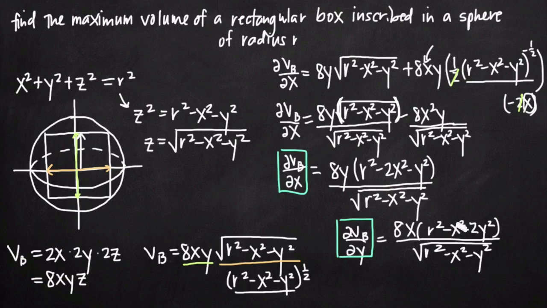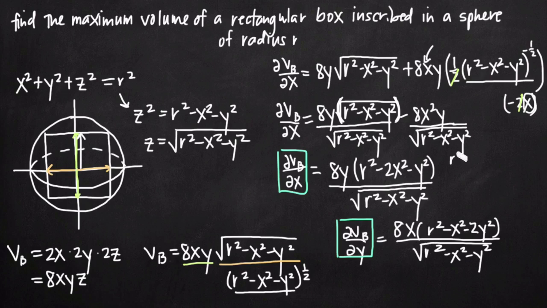The only value we can set equal to 0 that's going to make these partial derivatives equal to 0 is this quantity r squared minus 2x squared minus y squared in the partial derivative with respect to x, and this corresponding quantity here in the partial derivative with respect to y.